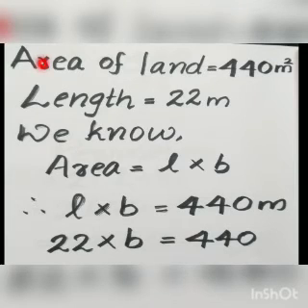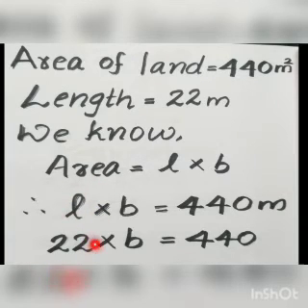That is, area is given. Area of the land is 440 meters square. Then what is the length given? 22 meter. Now what is the area of a rectangle? Length into breadth. Now connect these two. We know length into breadth, that area is how much? 440. So the value of length is given, 22.